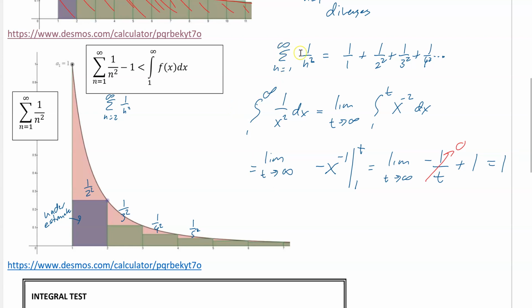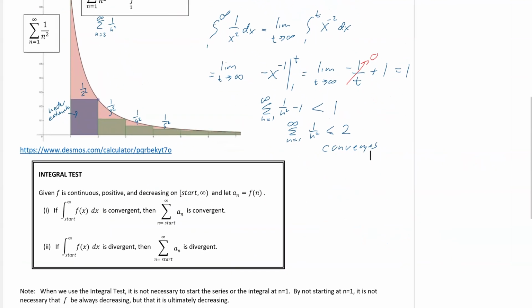Well, now that means that this right here, the sum from n equals 1 to infinity of 1 over n squared minus 1, is less than 1. So I can add that 1 over, oops, forgot the 1 over n squared is less than 2, which means it converges. So if this is converging to 2, then anything less than it also has to converge. It's bounded. So it's decreasing right here. And there you go. So this is our integral test.